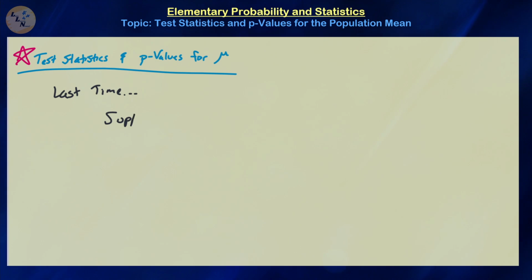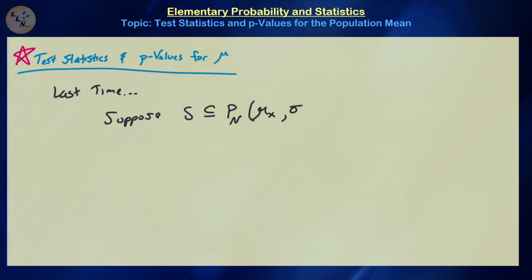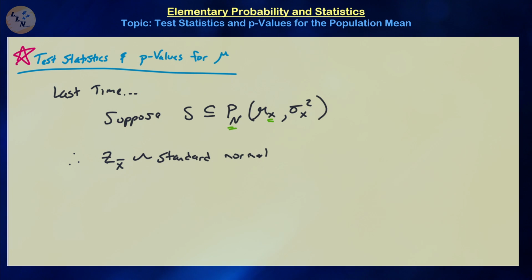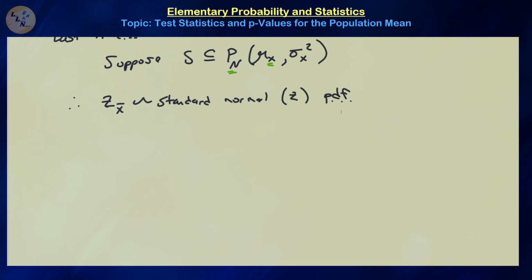Last time, let's suppose that we draw a simple random sample S from a normally distributed population whose mean is mu and variance is sigma squared. So if x is a normally distributed random variable, which we're assuming it is, then the z-score for that x bar variable will follow a standard normal distribution. This is one of the principles that we discussed last time. So z of x bar is going to be associated to a standard normal, and sometimes people say a z probability density function. Let's look at a particular picture that we discussed thoroughly last time.